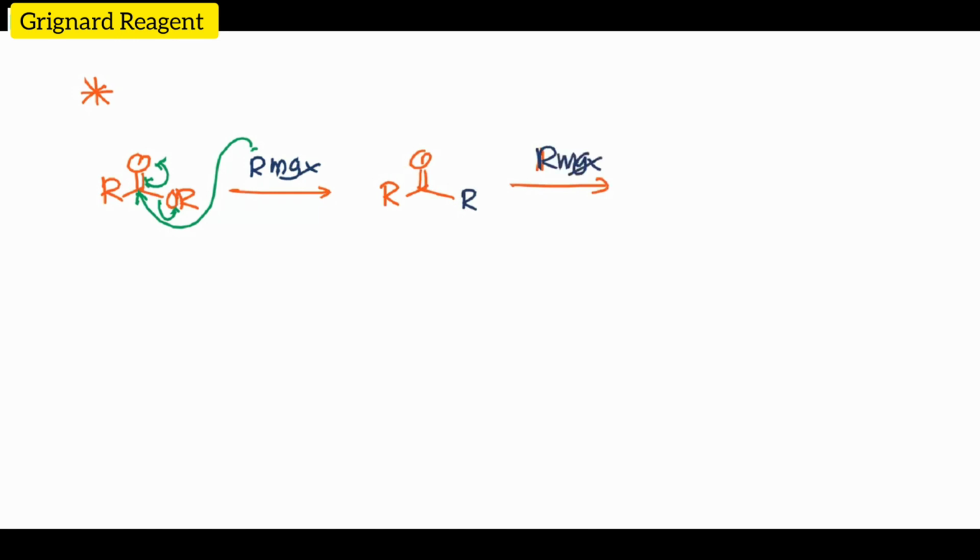Further reaction with what, RMgX. Again, the reaction will be very same, and the bond will be open to oxygen, so it will form your product. This is RO negative. This is R. This is R, and finally the protonation will lead to the tertiary alcohol.